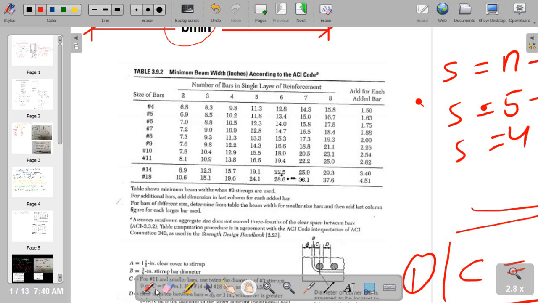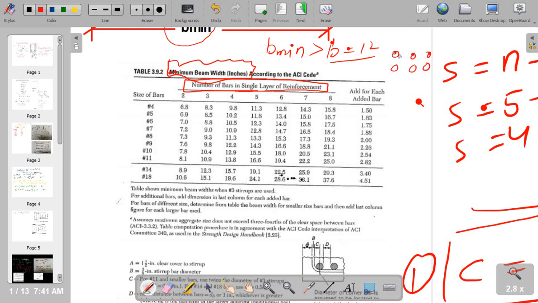This chart is basically drawn on the ACI code minimum beam width. As you see here in inches, what should be the minimum beam width when we are placing, remember, a single layer of reinforcement? If the beam is fixed, let's say it is defined that B will be 12 inches, and we do the check that this beam is less than the beam minimum, and we have to increase the B value. In that case, we will provide the steel bars in double layers or in triple layers.